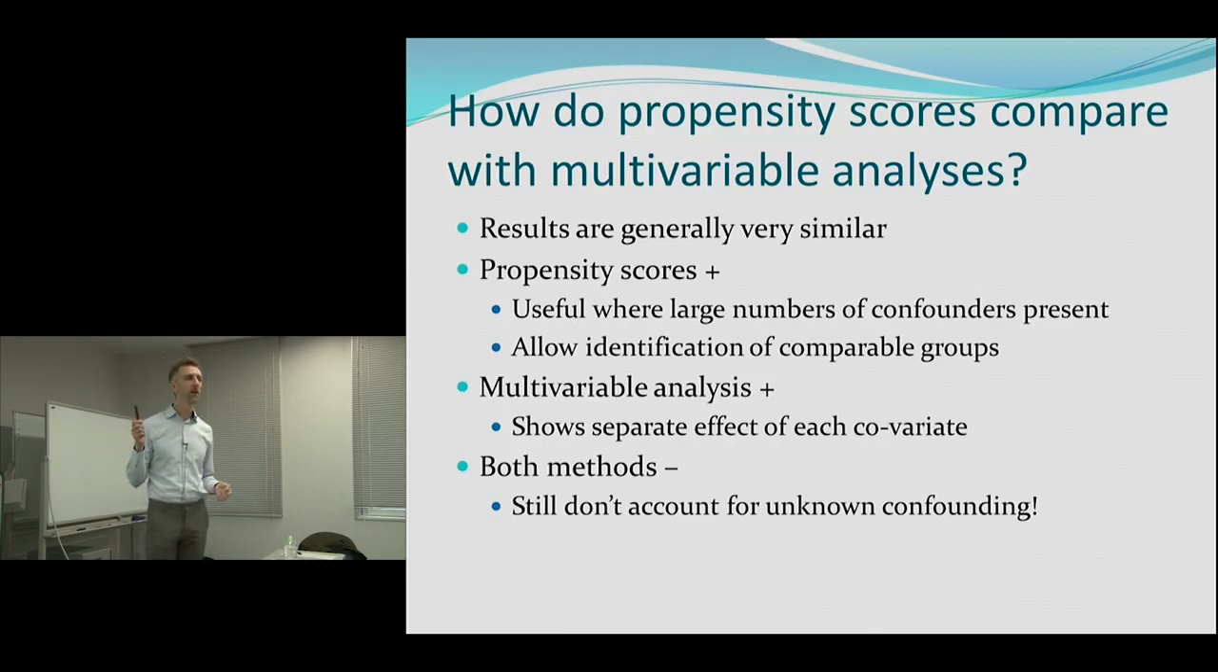Really importantly, both methods still don't account for unknown confounding. And I think that people accept this easily with multivariable approaches, but there seems to be this myth with propensity scores that we've dealt with all confounding, especially if our baseline table makes people look very similar. But be very careful, it still has the same problems.